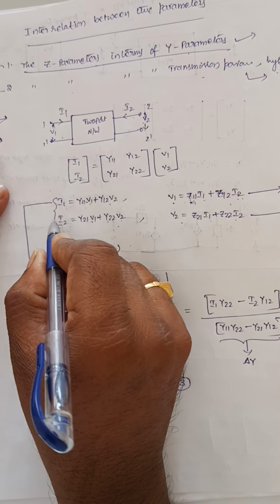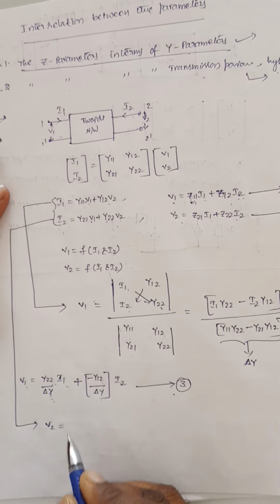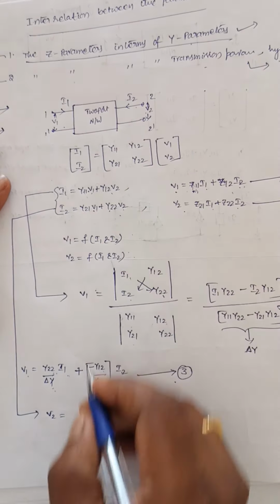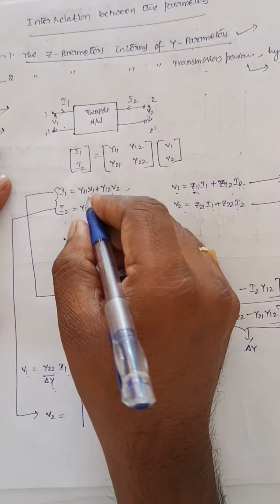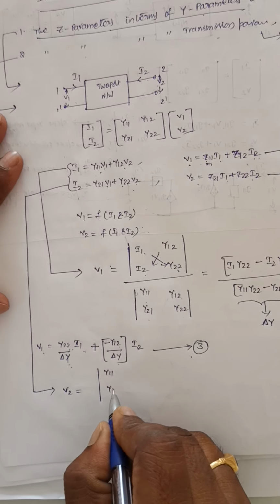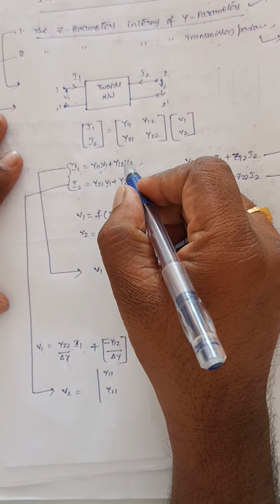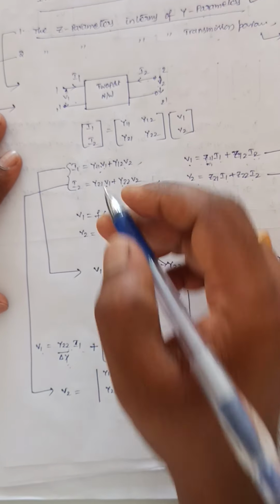From these two equations, I am going to find this V2 now using the formula. To find out this V2, I just need to write like this: Y11, Y21 as it is, and in place of this Y12 and Y22 you need to substitute I1 and I2.